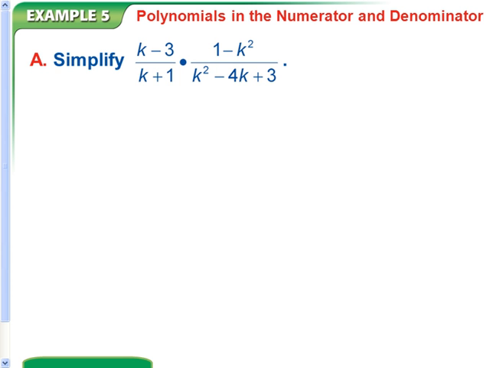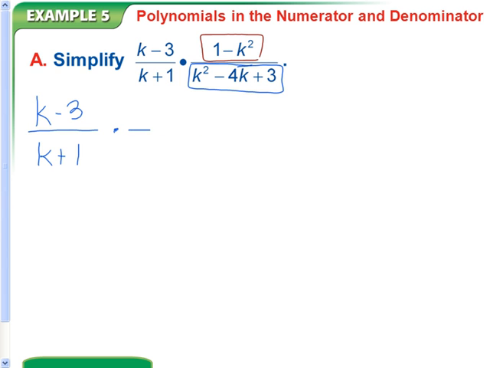Okay, before we can do this, we need to look at factoring some of these things. So I see two different things that can be factored here. The numerator on the second one can be factored, and the denominator on the second one can be factored. So I'm going to just rewrite this first fraction. k minus 3 over k plus 1. Multiplying, we just need to multiply straight across, but we have to factor that top one.